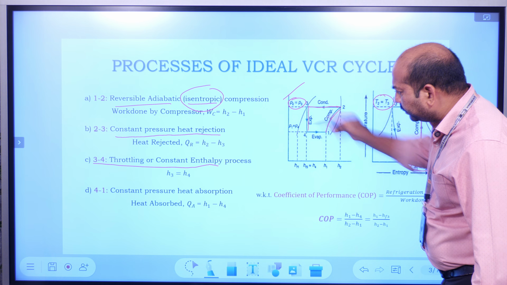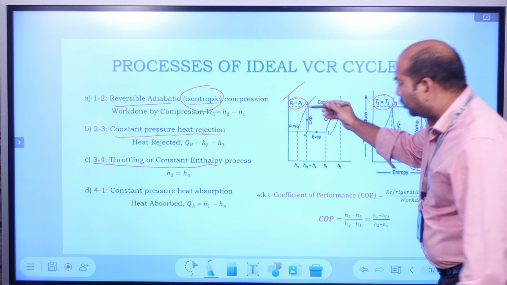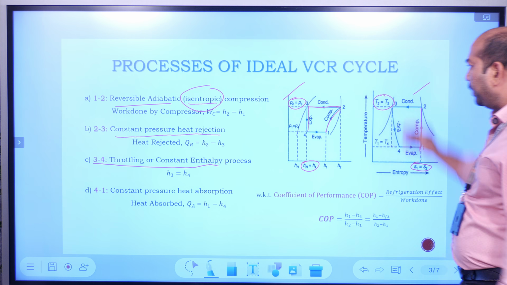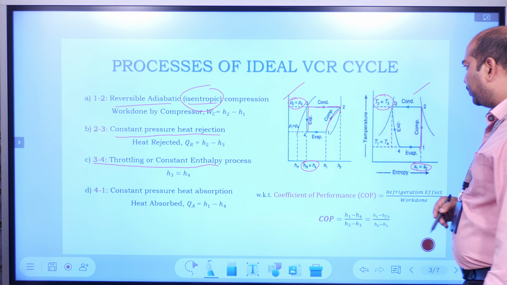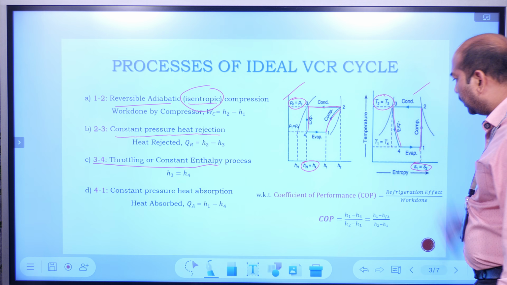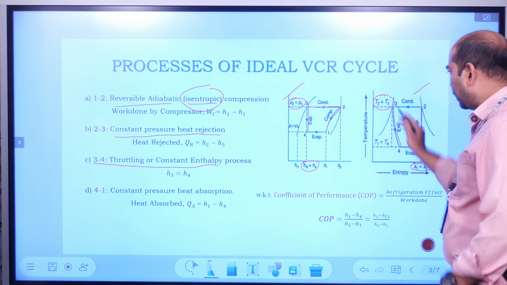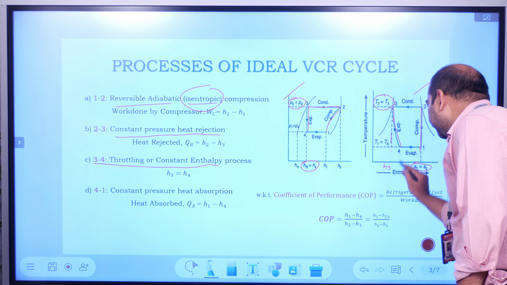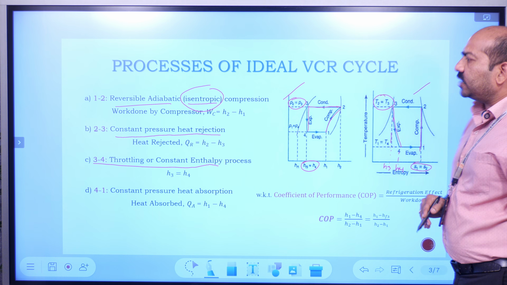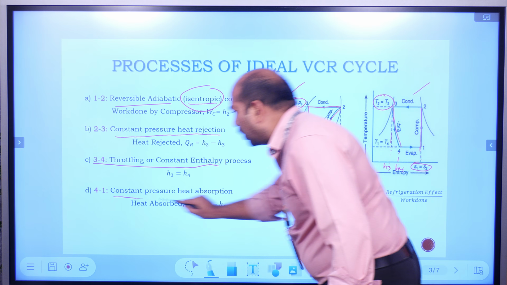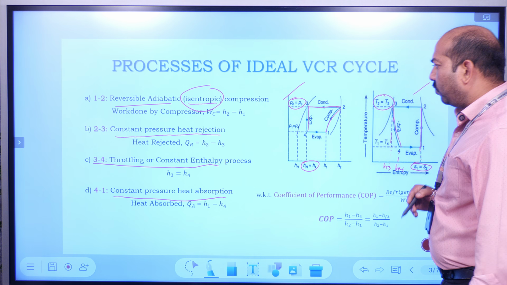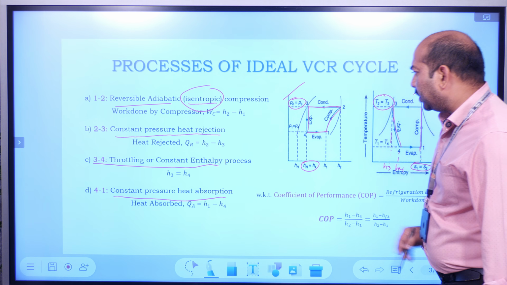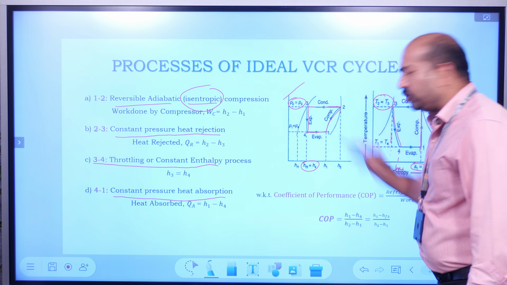Next, the 3 to 4 process, throttling process or constant enthalpy process. I said constant enthalpy, so during the 3 to 4 process, H3 equals H4. The same applies to the TS diagram as well, where entropy changes slightly from state 3 to 4. And the last one, the 4 to 1 process, constant pressure heat absorption, where pressure remains constant and the enthalpy increases from H4 to H1.